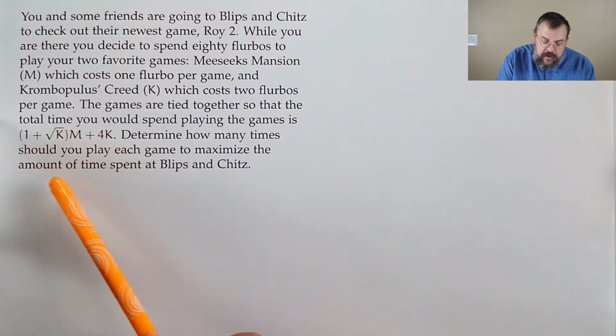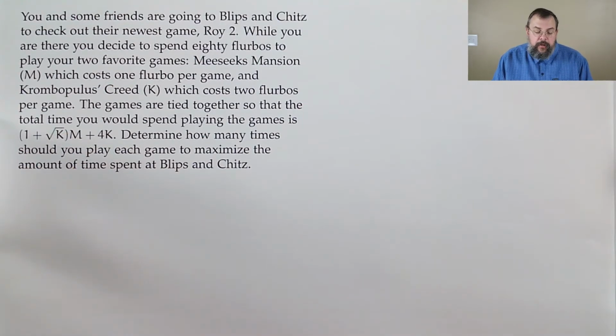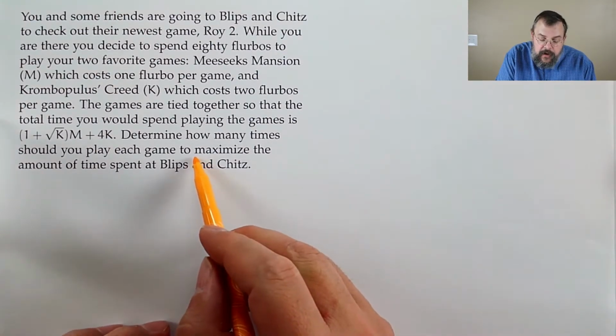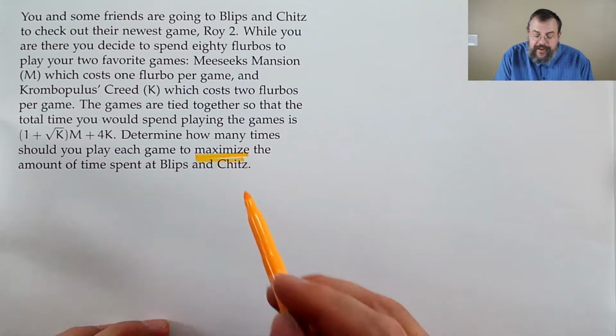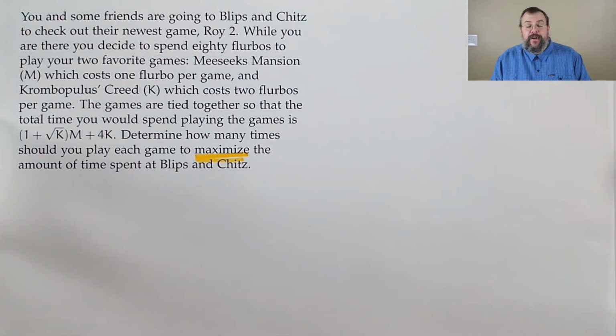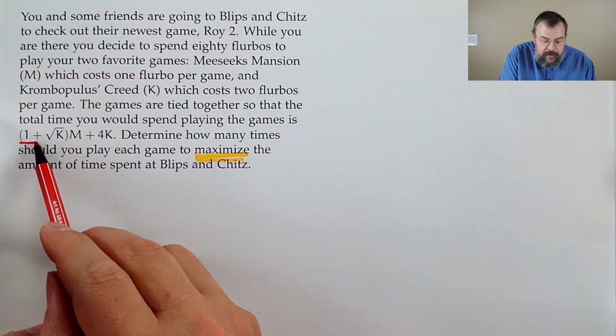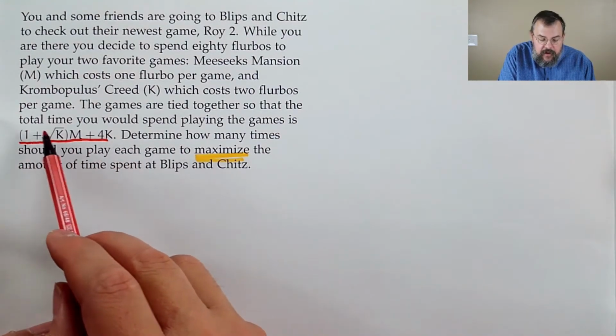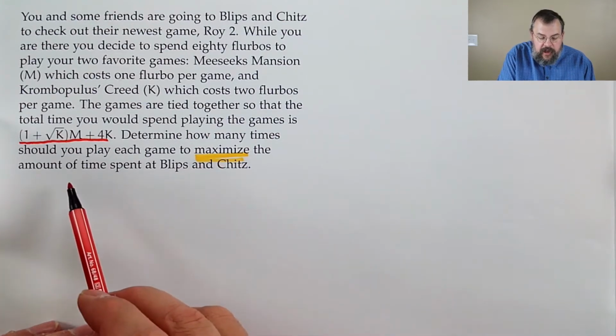Wow, that's quite the expression there. Determine how many times you should play each game to maximize the amount of time spent at Blips and Chits. Well, notice maximize. So we know this is an optimization problem. Woohoo! We're in the right setting. So where do we go next? Well, the next thing to do is figure out what we're trying to optimize. But in fact, that's kind of given to us. It's right here. This is what we're trying to optimize because this is the total time, and we want to maximize time.